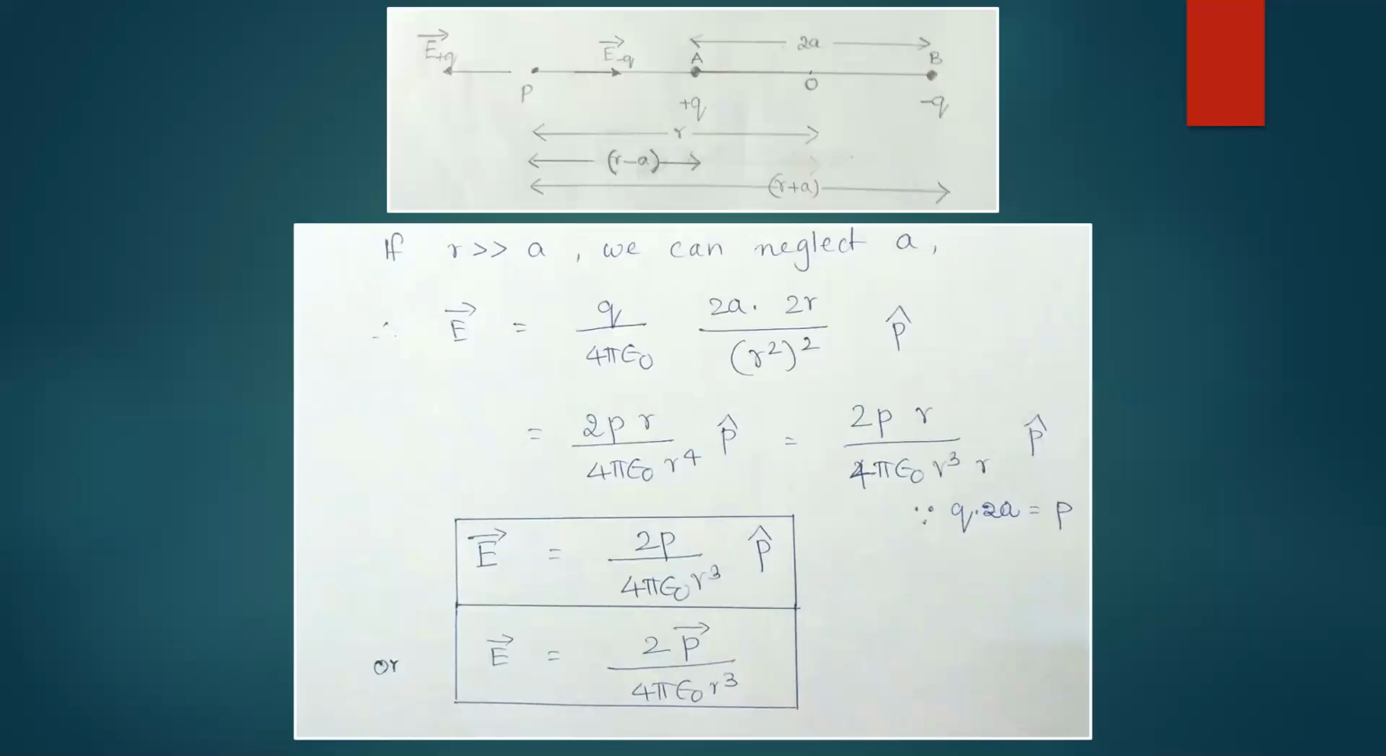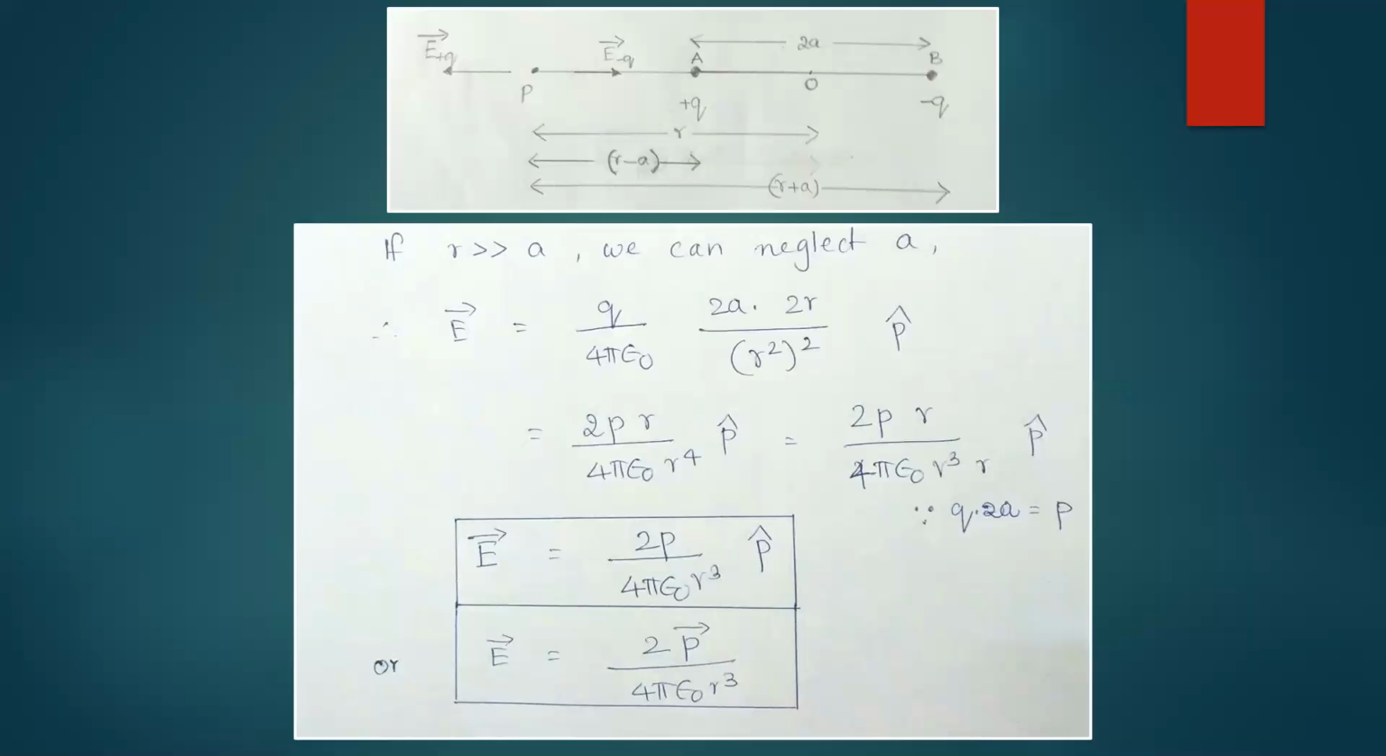Therefore, you will get E bar is equal to Q by 4 pi epsilon naught. For 4RA, we will write 2A into 2R, that is divided by (R square) whole square, because we have neglected A here, into P cap. Why we have taken the numerator as 2A into 2R? Because we want to write it as the dipole moment. Because we know dipole moment P is equal to Q into 2A. So therefore, Q into 2A will become P, and 2R, 2 we will write in the front. Therefore, 2PR, that is the numerator.